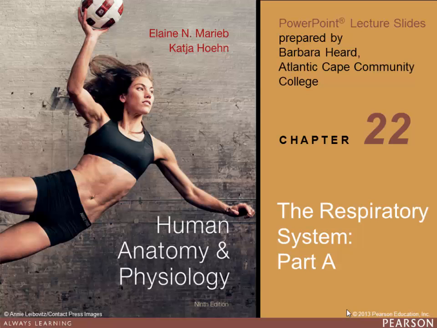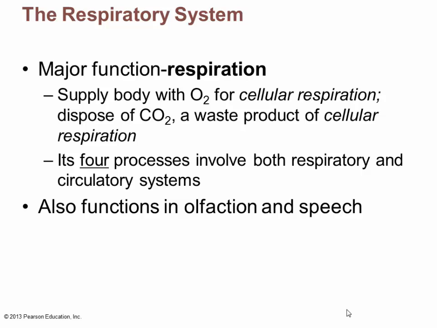Looking at the respiratory system, the major function is respiration, which means we need to supply the entire body with oxygen for cellular respiration to take place. One of the waste products of cellular respiration is carbon dioxide, so we need a way to get rid of the carbon dioxide in the body. The respiratory system has four main processes, and they involve both the respiratory and circulatory systems, which we'll look at in the next slide. The respiratory system also has some functions in olfaction, which is smelling, and in speech, and we'll talk about those as well today.